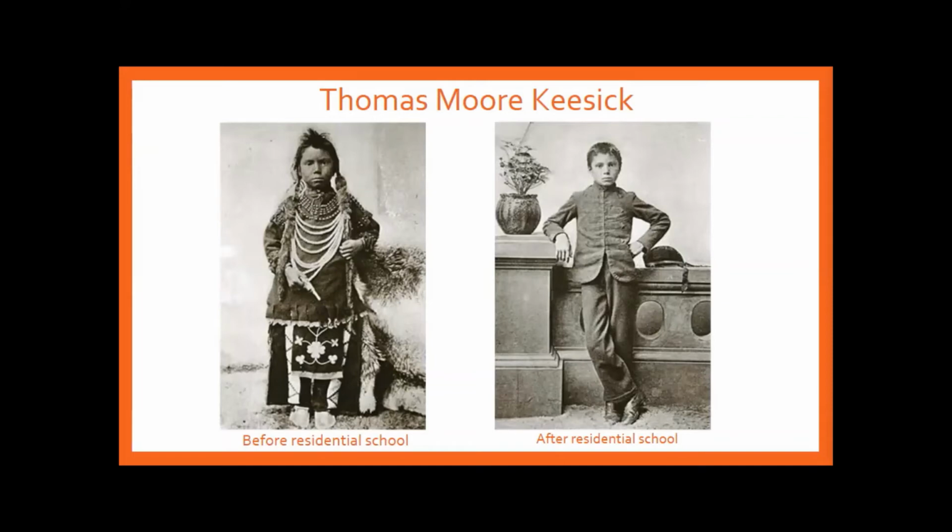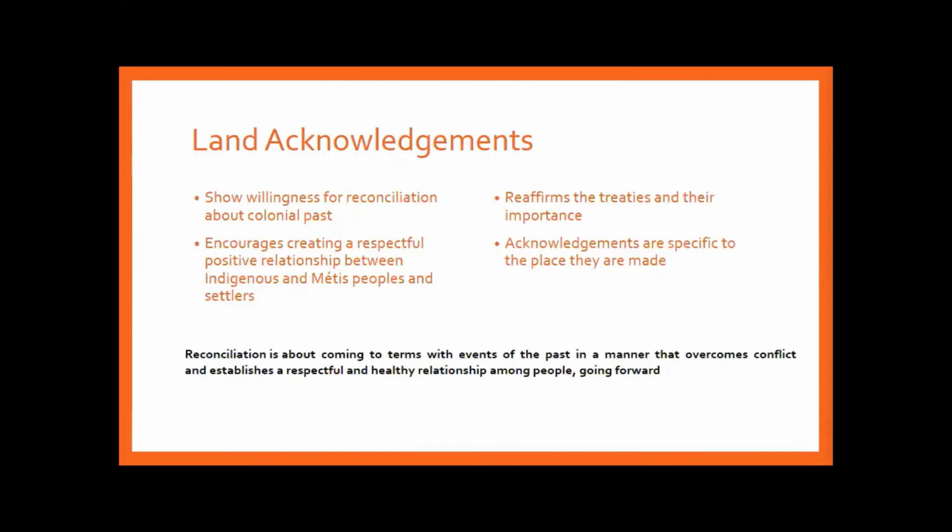Part of the Truth and Reconciliation Commission was 94 calls to action to encourage reconciliation, and land acknowledgements, which you heard at the beginning of this talk, are one of those reconciliation actions that we want to take. The reason we do land acknowledgements is they're about acknowledging the past, acknowledging that there is this relationship, and wanting to make it positive and respectful moving forward into the future. It also reaffirms the treaties and the importance of honoring the treaties and fulfilling them in the spirit and the intent to which they were promised.